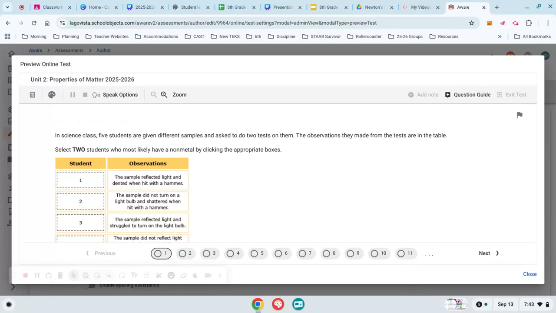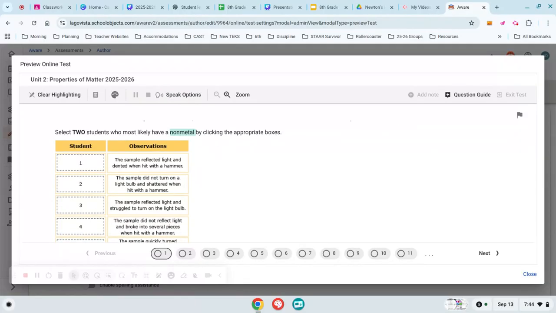It says, in science class, 5 students are given samples and asked to do 2 tests on them. The observations they made from the tests are in the table. Select 2 students who most likely have a non-metal by clicking the appropriate boxes. And just so you know, you can highlight stuff when you're working in this format, so you might want to, because it helps me remember, okay, that's a non-metal.